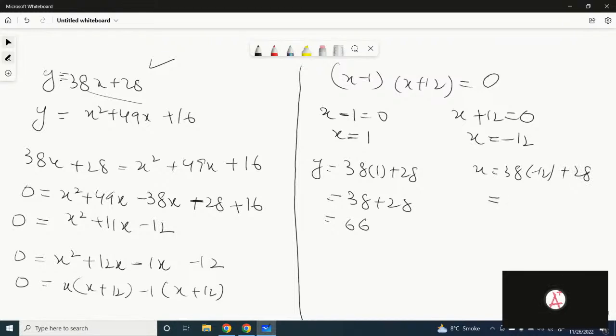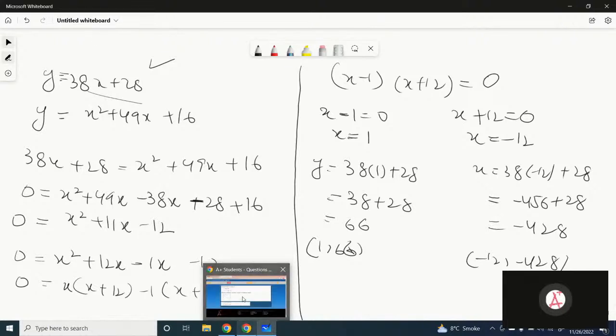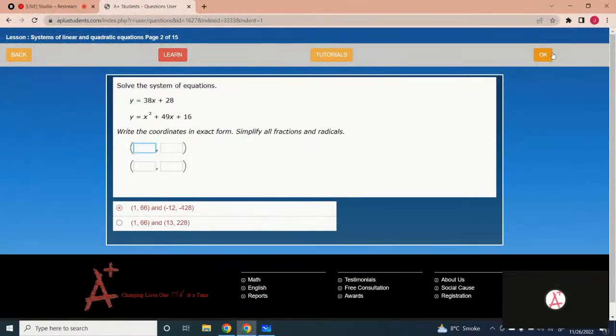So it would be 38 times 12 is negative 456 and plus 28. Negative 456 and plus 28. It is negative 428. So you have two pairs of the values, 1 and 66 and negative 12 and negative 428. Got it? These are the two pairs of the values for these two equations. Got it? 1 and 66, negative 12 and negative 428.